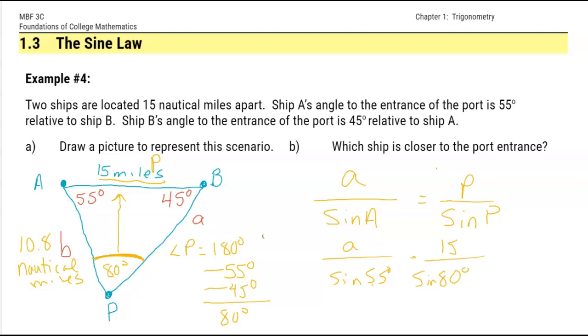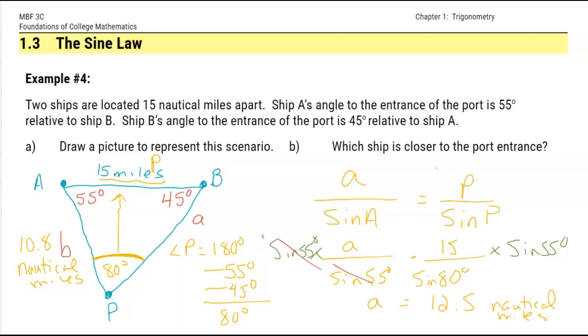And same as before, I'm going to just multiply each side by sine 55 degrees. And that's going to allow me to cancel out my sine 55s. And I'm going to be left with A being equal to. And so when I work through the division here, so 15 divided by sine 80 times sine 55, the answer that I'm getting for side little a is 12.5 nautical miles.